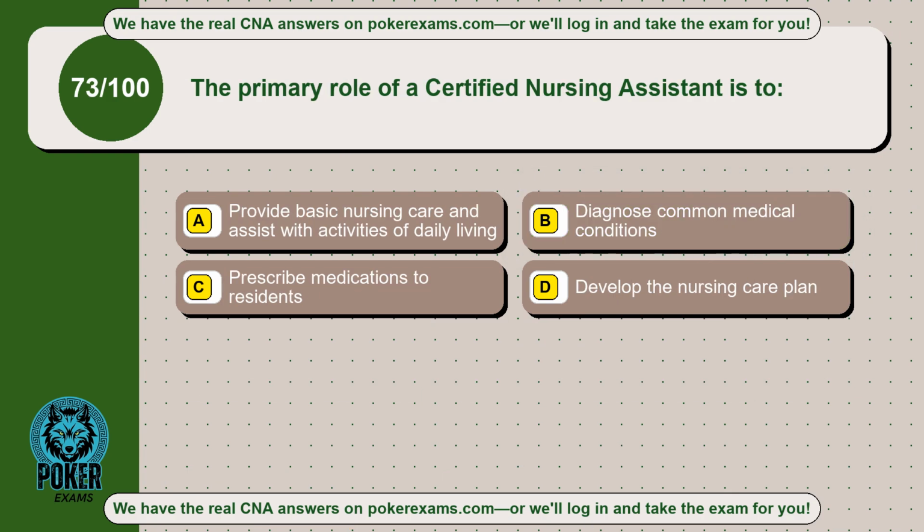Question 73. The primary role of a certified nursing assistant is to: Option A. Provide basic nursing care and assist with activities of daily living. Option B. Diagnose common medical conditions. Option C. Prescribe medications to residents. Option D. Develop the nursing care plan.